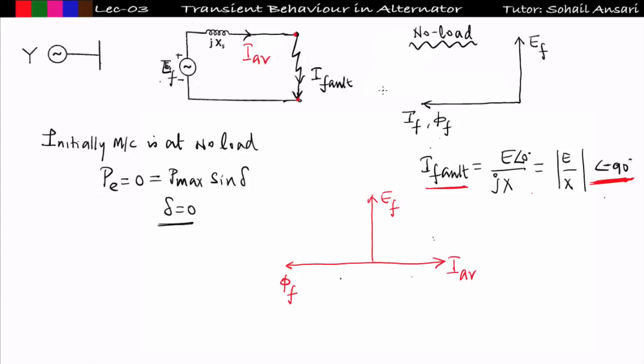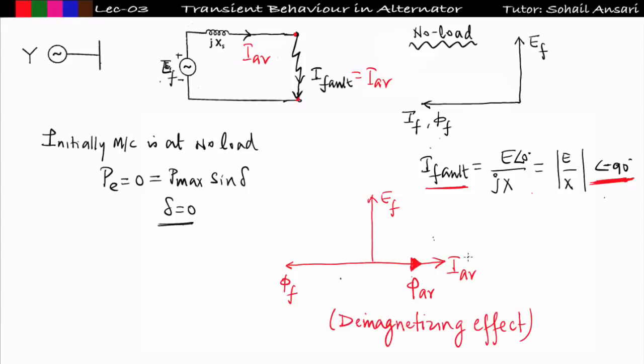Fault current, I am writing, is equal to the armature current. Because of this armature current, flux will be produced in the armature, and that will be in the same phase as the armature current. So phi AR will be produced in the same phase as the armature current. Now see what is happening. This flux produced because of the armature current is opposing the field flux. So overall we saw a demagnetizing effect because of this fault, right?